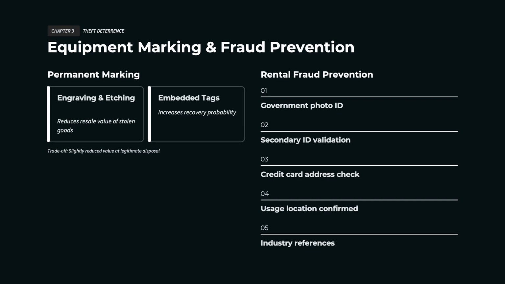For rental equipment fraud prevention, there are a few key verification steps that you could use. Use government-issued photo ID with a secondary ID validation. Use credit card, address verification, and usage location confirmation, as well as industry references. These controls reduce ID-based theft.